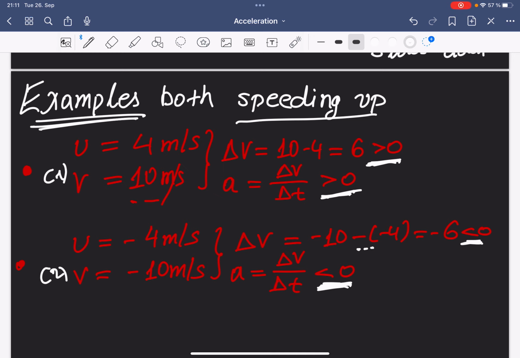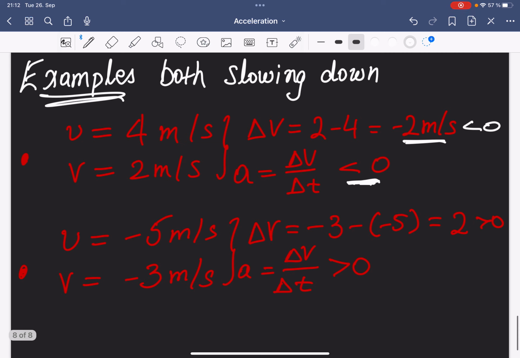Now, the second scenario where we have a minus 5 meters per second initial velocity and a minus 3 meters per second final velocity. Delta V is going to be minus 3 minus minus 5. So it's minus 3 plus 5, which gives you 2, and that's a positive number. Therefore, acceleration will also be positive.